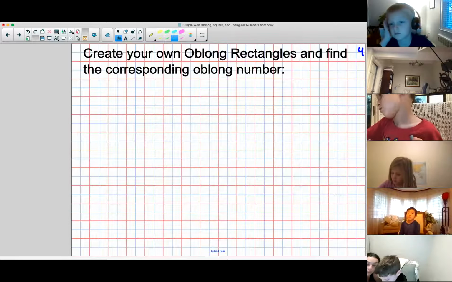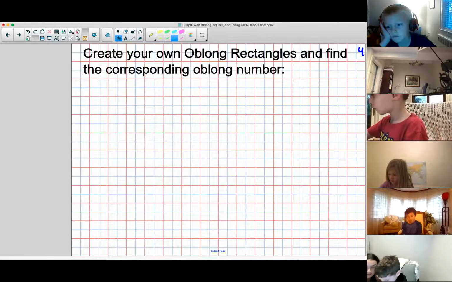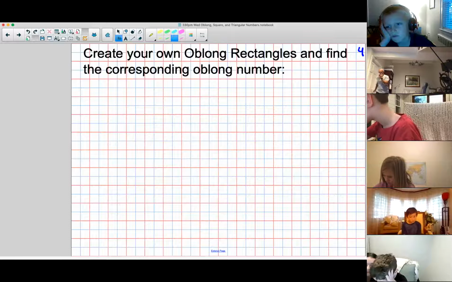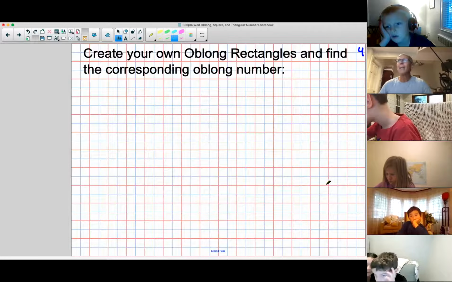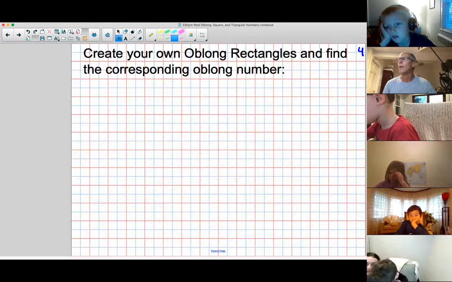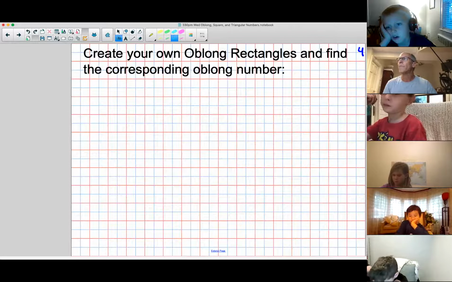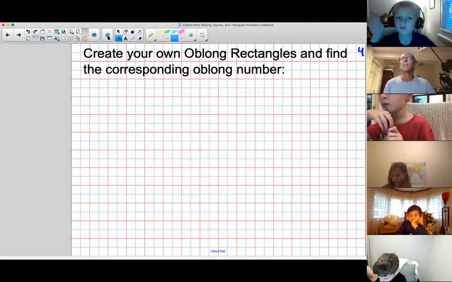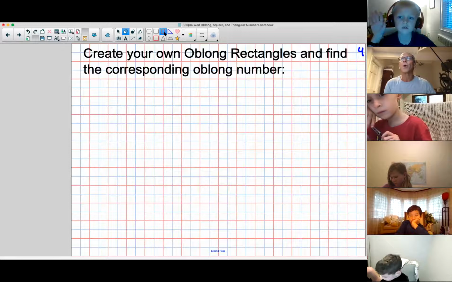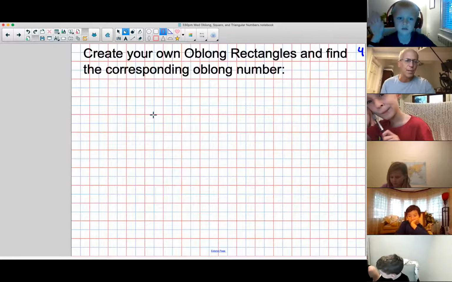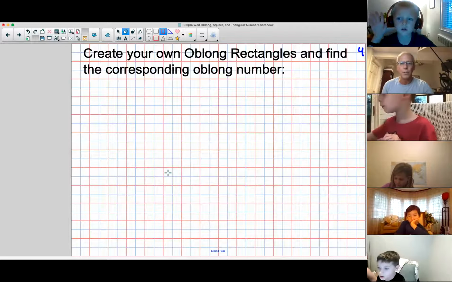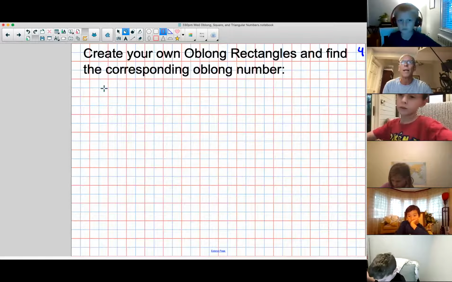Either way, it's proportionate. 7 times 6. All right, now I am ready to draw any oblong number that you created. Who is going to give me the first of these oblong numbers? I'm going to draw your rectangle, and then you'll tell me the number. Who's going first? Brennan, you go first. Everybody else raise their hand when they're ready. Go, Brennan.